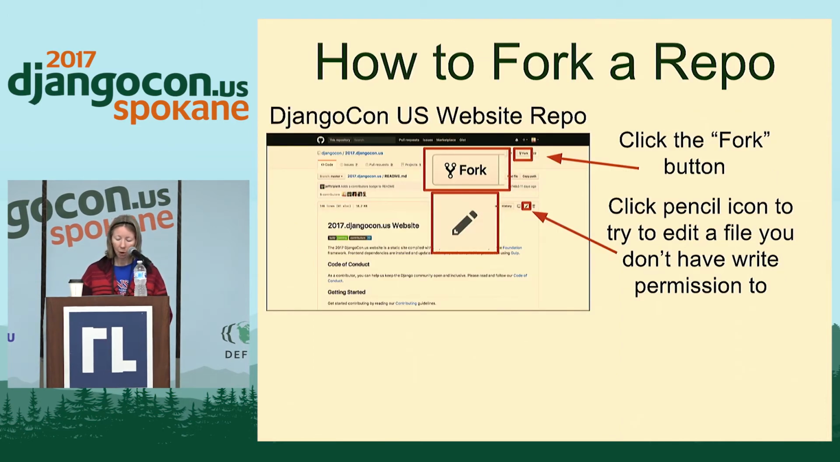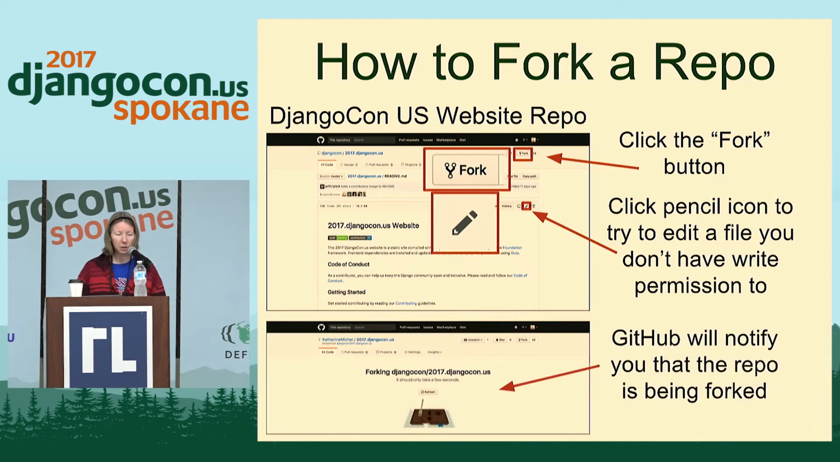So let's look at how we fork a repo. For example, if we go to the DjangoCon US website repo, we can click the fork button, or we can try to edit a file in a GitHub repo that we do not have write permission to, and GitHub will automatically fork the repo into our user account.